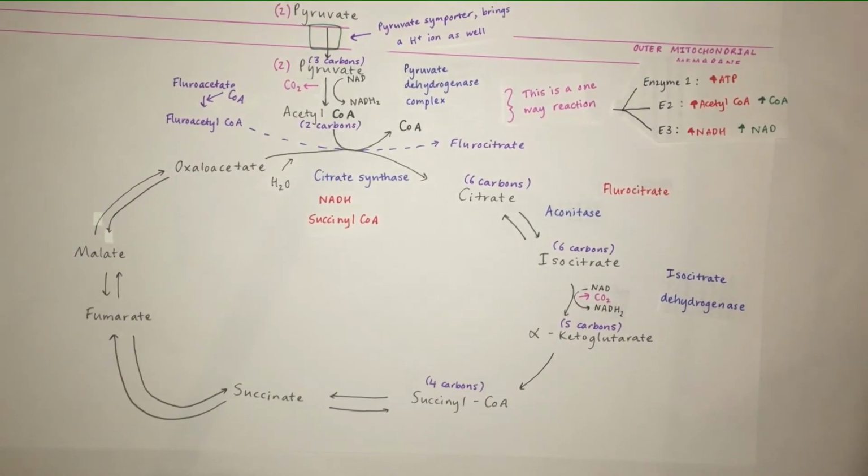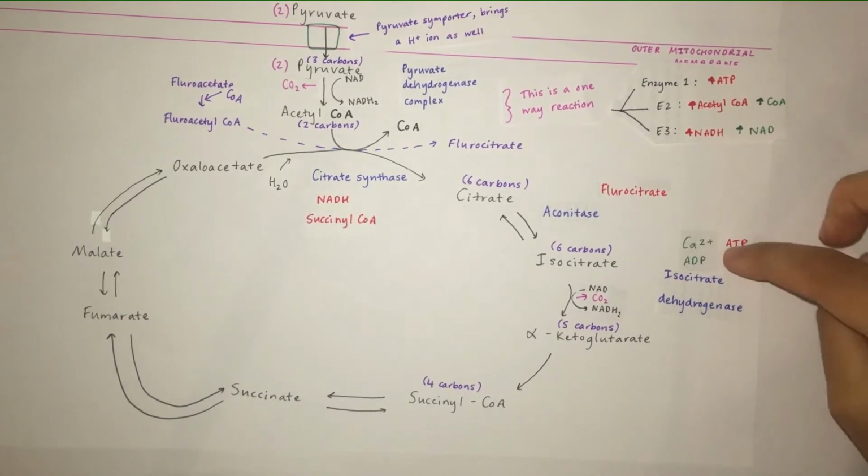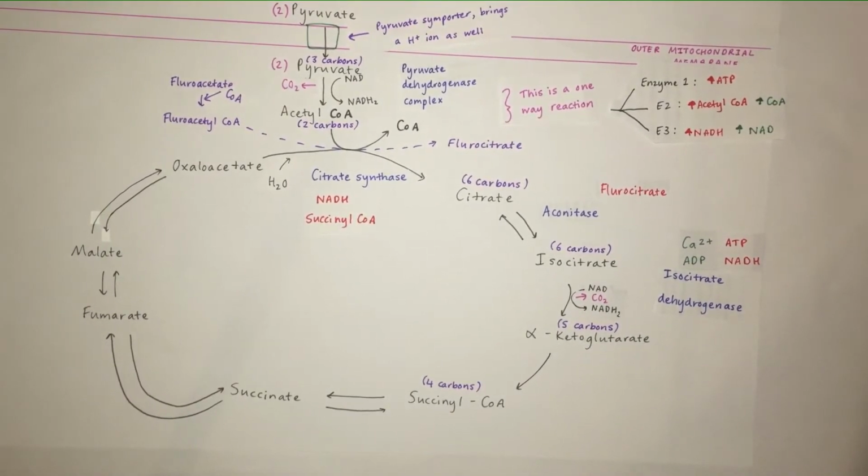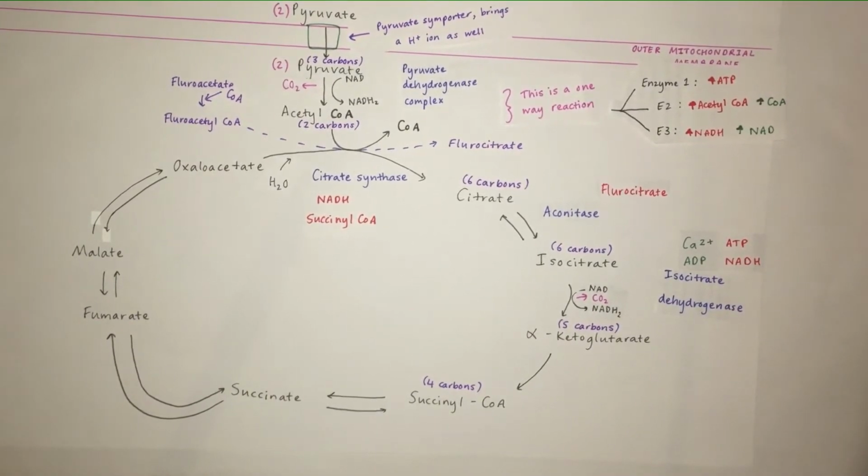So isocitrate dehydrogenase is a regulation point of this. It's promoted by calcium ions and ADP, but it's inhibited by ATP and NADH. So I write that out a few times until it sticks. And let's move on to the next reaction.